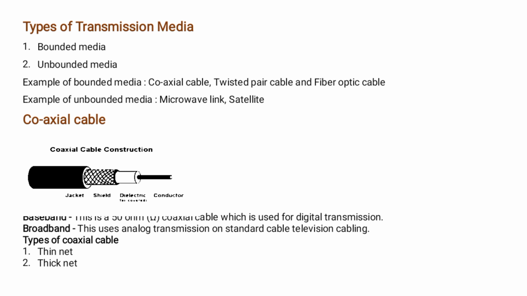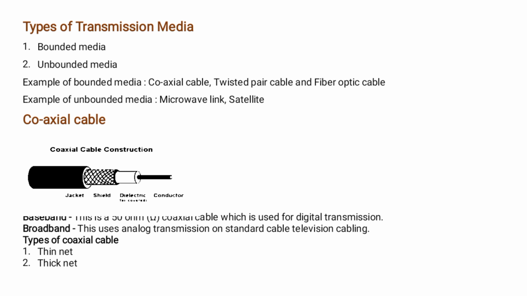Thicknet, this type of cable is thicker than thinnet. It is about 0.5 inches in diameter. Because it is thick, it does not bend, and it is difficult to work with thicknet. It has a thick center core, so it can carry more signals over a larger distance. It can transmit a signal approximately 500 meters. It is also called standard Ethernet cable. This cable is more expensive.